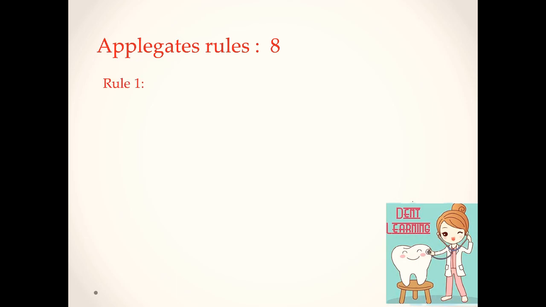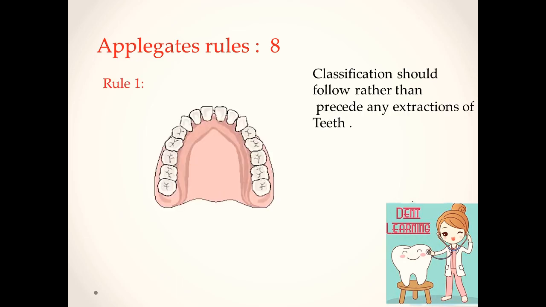The rule 1 here is classification should follow rather than precede any extraction. Whenever a patient comes to you with this kind of an arch, and this is the edentulous area, and you classify it as a class 3, the treatment plan will be done according to this class 3 only.